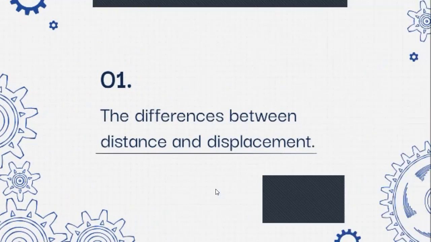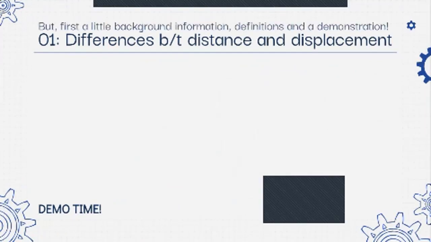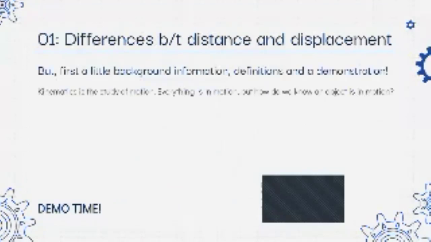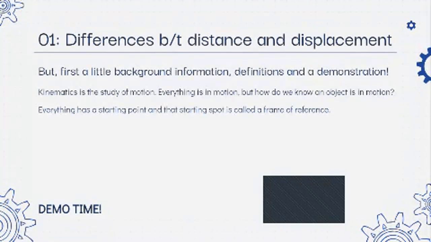So the differences between distance and displacement. First, before we even get into that, let's talk about a little bit of background information, some definitions. Kinematics is the study of motion. It's the study of movement. Everything is in motion. We know an object is in motion when we can look at it, and that's when we talk about frame of reference and point of view, but you may not be able to tell that it's in motion. Everything always has a starting point, and that starting point is called a frame of reference. You're starting at that spot.